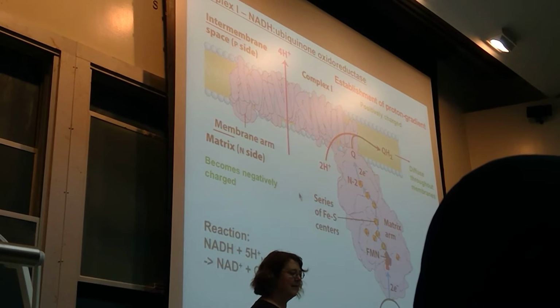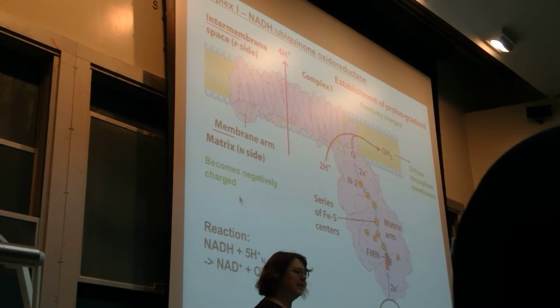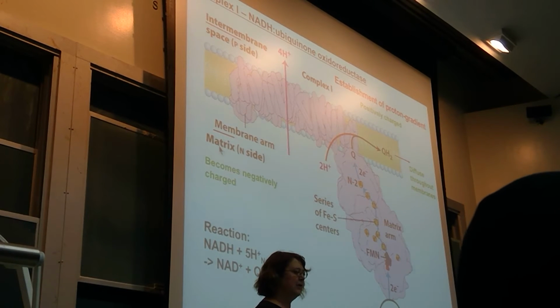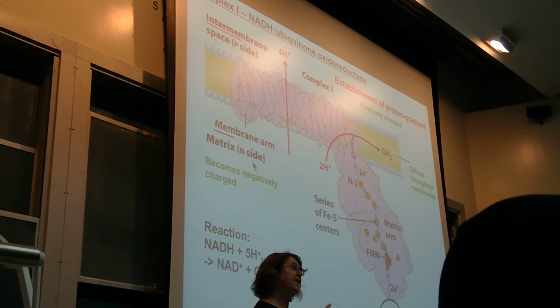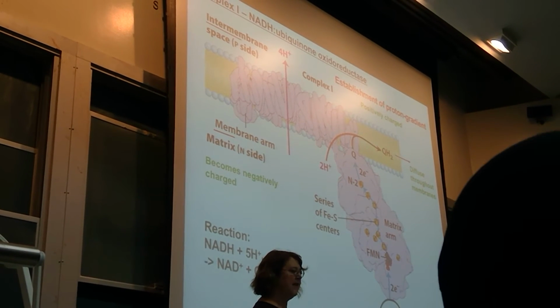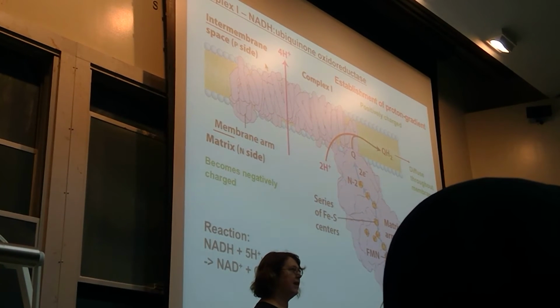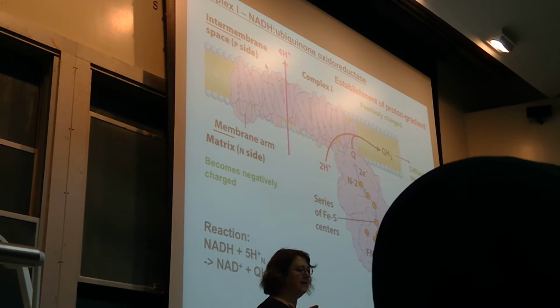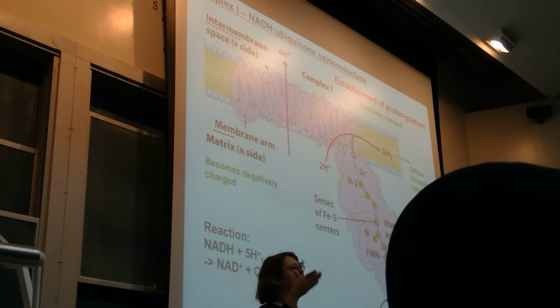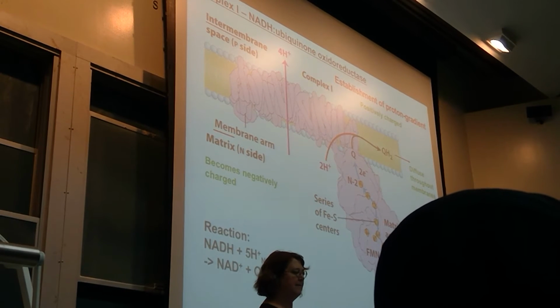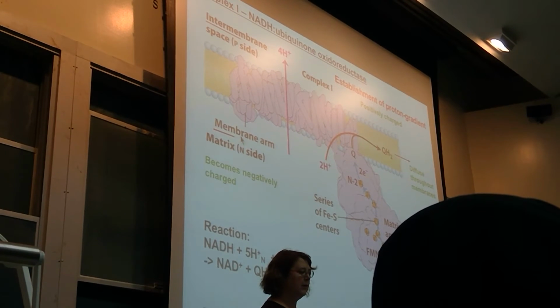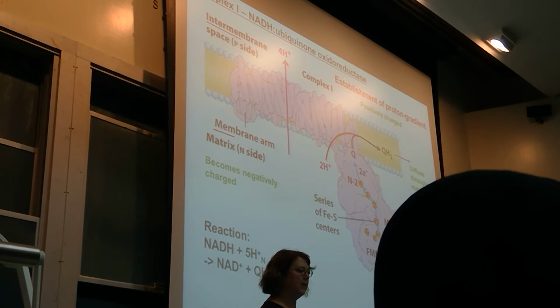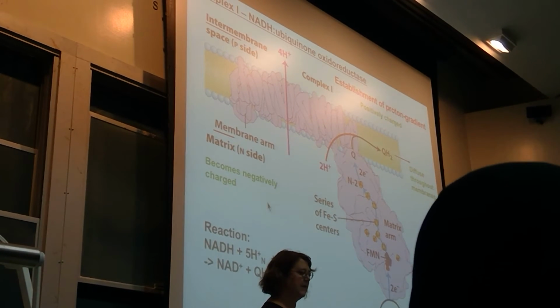Oh, yeah. So a really important thing that we'll start with is orientation. So we have a matrix side, right? That's that inside, that soluble space. And then we have the intermembrane side, the P side, right? So that's the place between that inner membrane and the outer membrane, right? So here, you want this to be going out.